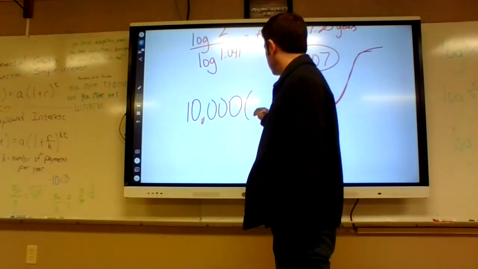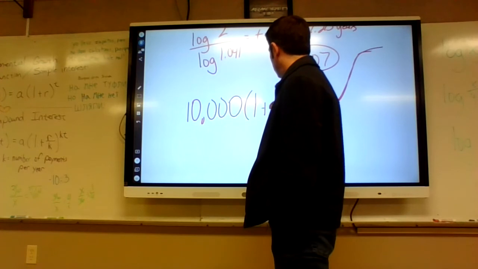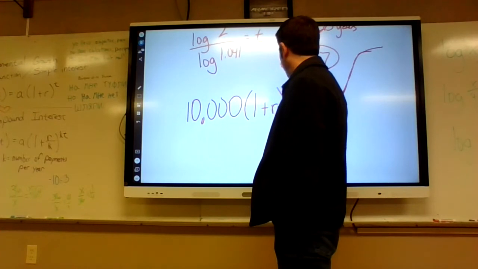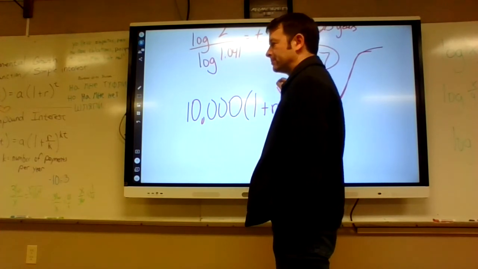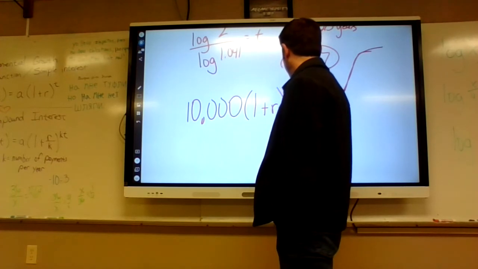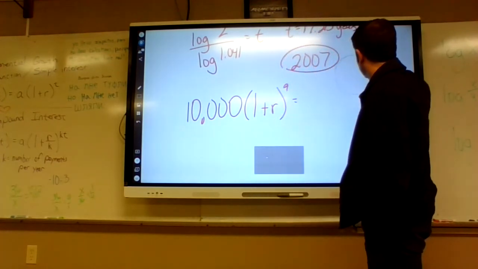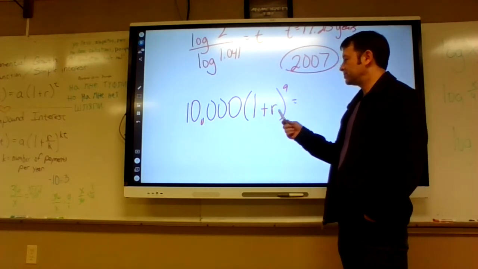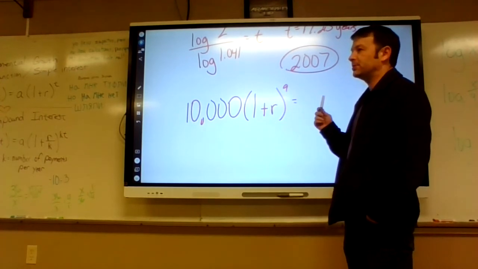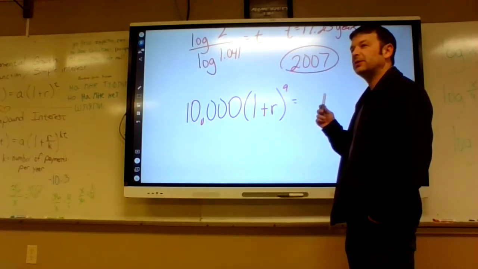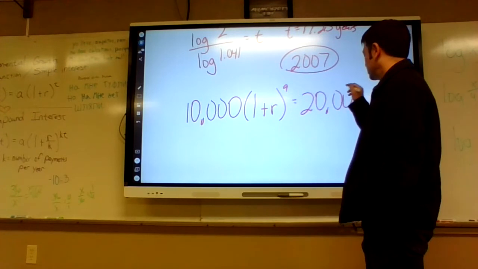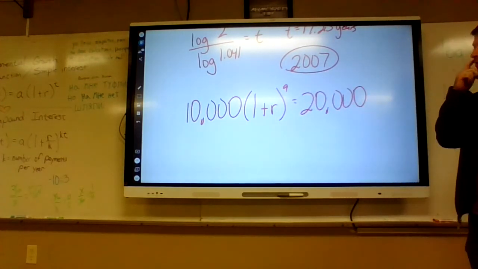So we don't know what the rate is, right? But we do know what the time is on this one, right? What's the time? 9 years. I'll put a 9 there. And what should I put over here? So $10,000, we don't know what the interest rate is, but in 9 years it should equal... 20,000. Why 20,000? Because they said in 9 years it's going to double.